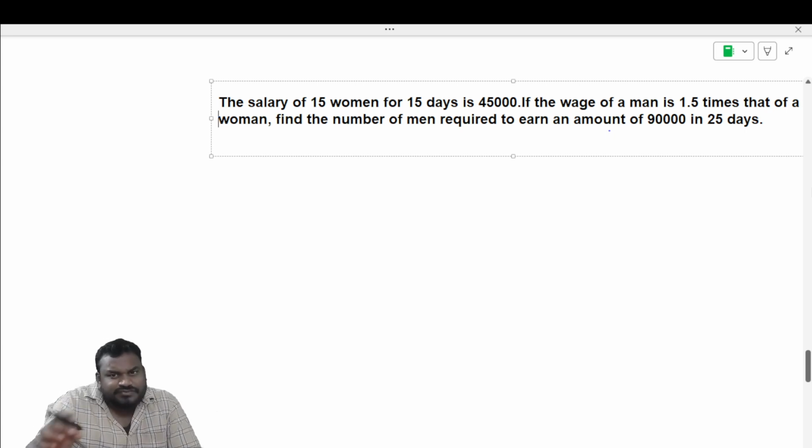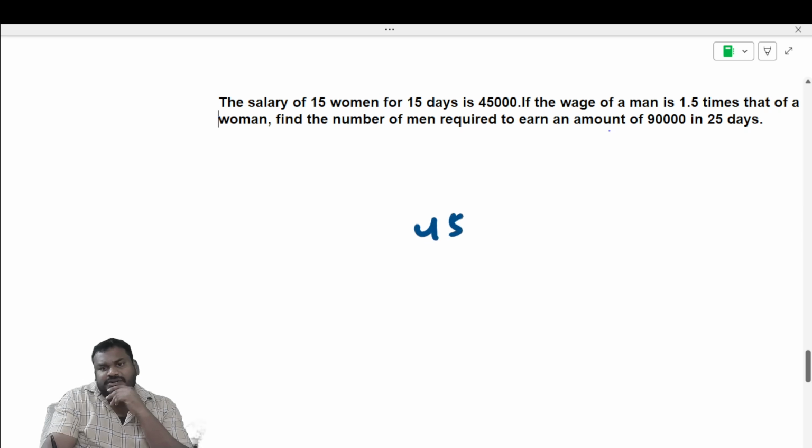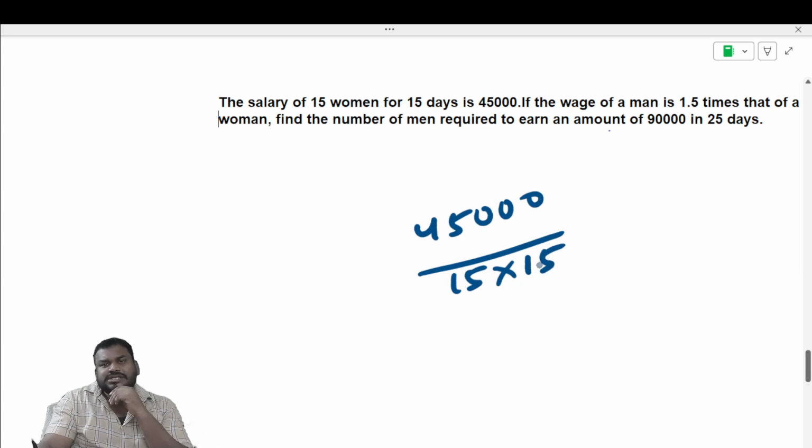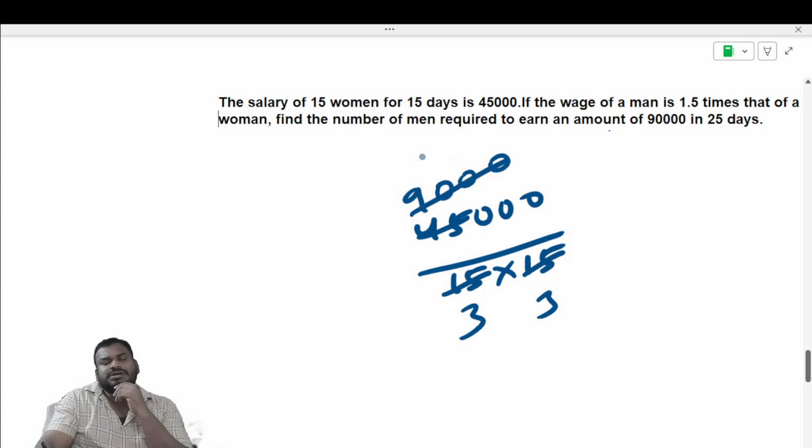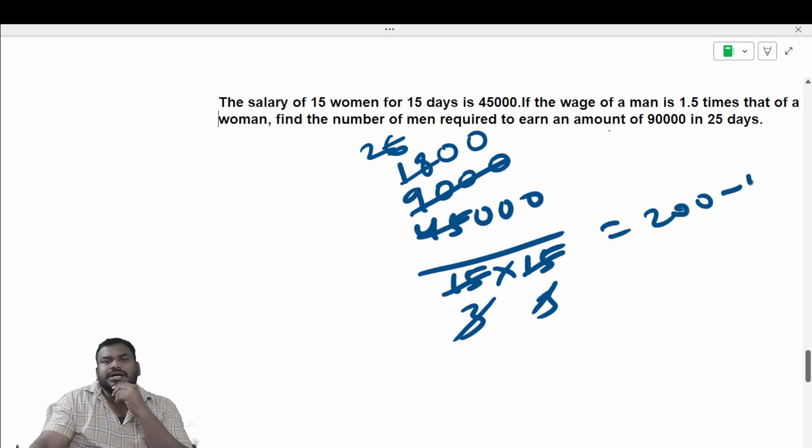See, the salary of 15 women for 15 days is 45,000. So 15 women for 15 days is 45,000. So to find out one woman for one day, you have to divide with this. 5 3s are 15, 5 9s are 45, 1800. So 200. So 200 is the payment given for one day for one woman. So if the wage of man is 1.5 times, so 1.5 into 200, 300. So 300 is for man.